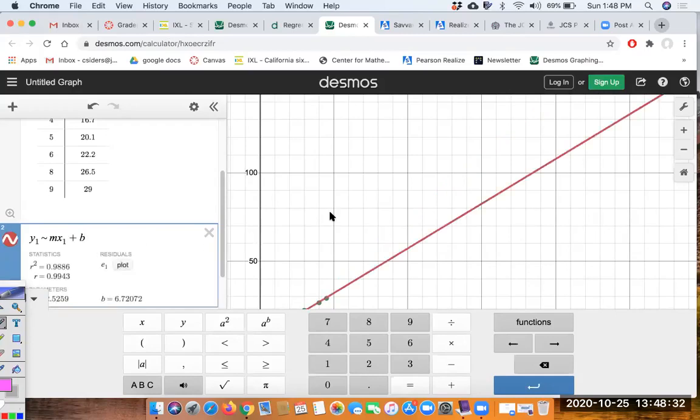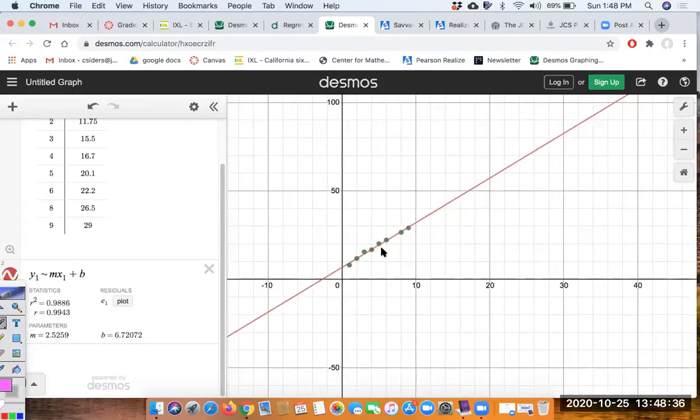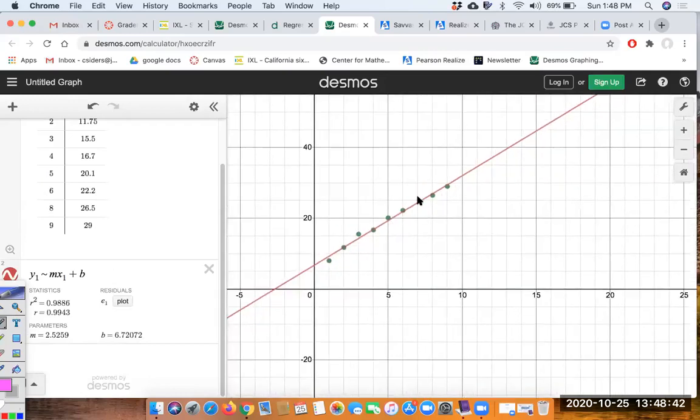And now your plot was here. Here, those green points are your data points you plotted, and your line of best fit or trend line is now estimated by the computer, which is more accurate. So I want to show you down here, it has your statistics. Down here, where it says parameters, that m, that's your slope. So this slope is 2.5.